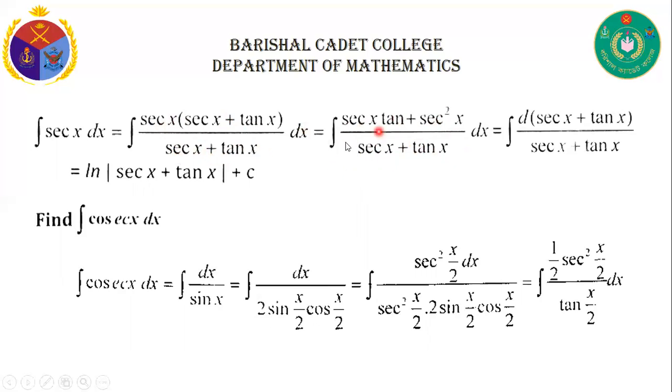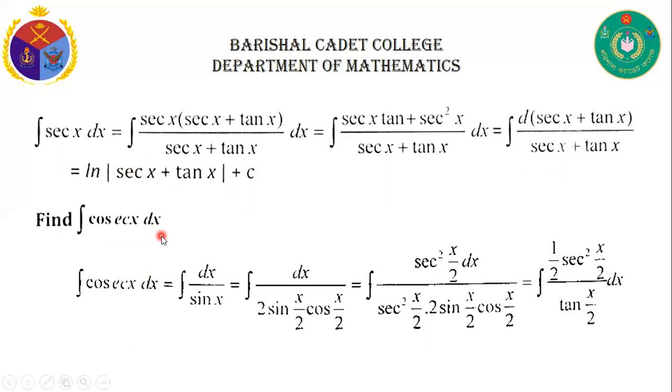So boys, it is f of x and it is f prime x, or d of f of x. So the integration should be ln of f of x, that is ln of sec x plus tan x plus c. So that is the other one. So we have two formulas for integrating sec x. Okay, now find the integration of cosec x dx.